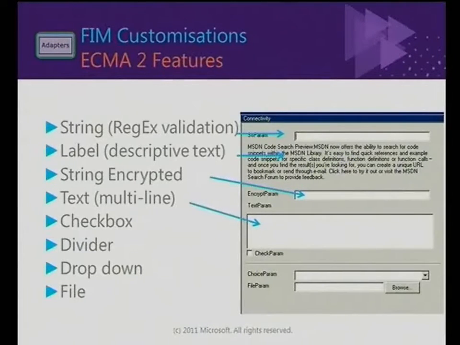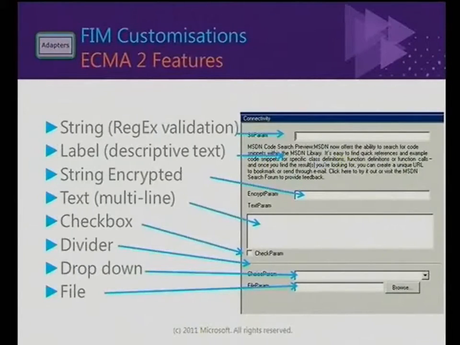Also multi-line text-based parameters, so if you want to do an email template or something that needed a bit of structure, you can do that within there as well. Check parameters, dividers, drop-downs, and you've also got the ability now to upload binary objects within these parameters. For example, if you wanted to export a picture in your target system, you're able to browse for a certain picture and bring that into your configuration components.